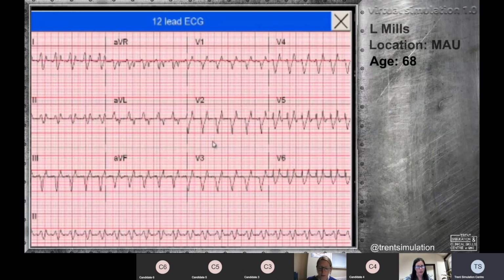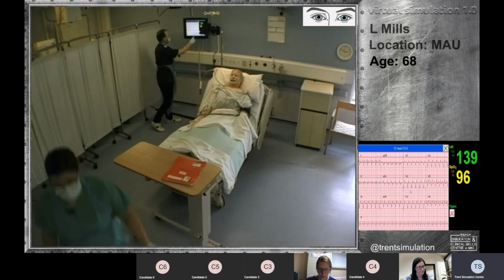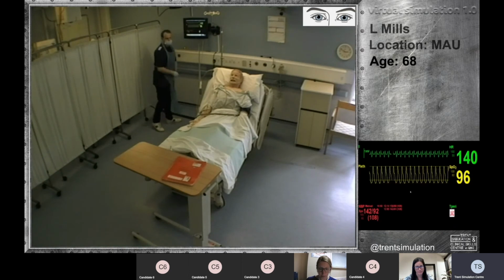I'm not happy with those T waves. No, you're right. It looks like hyperkalemia. I think we should check the bloods from the lab. Your avatar will only complete actions as directed.